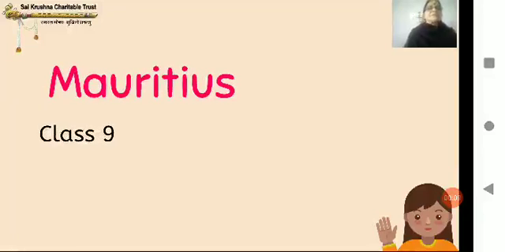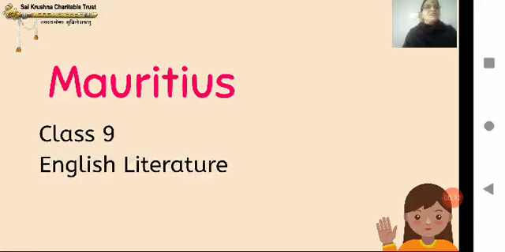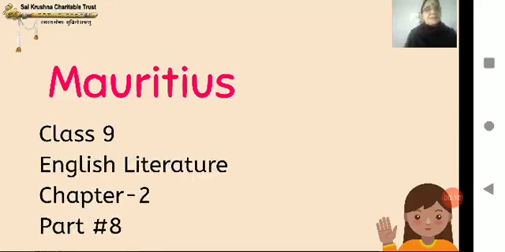Today's topic is Mauritius, in English Literature, Chapter 2, Part 8. In the previous video, we completed the language activities, understood modals, auxiliary verbs, their usage, where they are used and how they are a very important part of our communication. Similarly, we studied the order of adjectives when a sentence uses multiple adjectives. I'm sure you're clear on those two topics. Let's go ahead today.